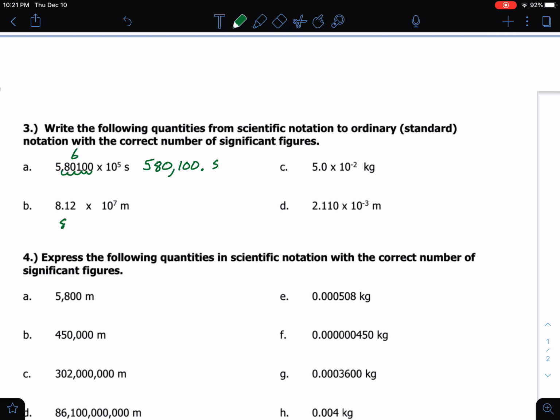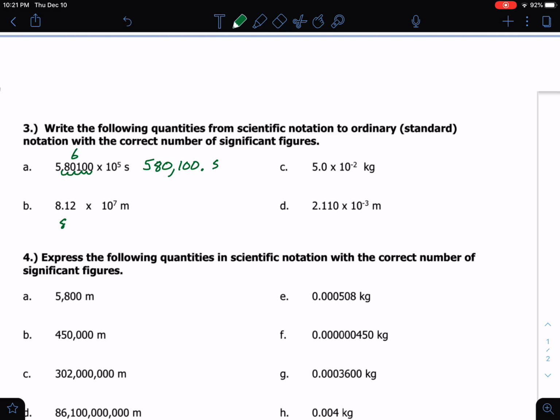Go over 1, 2, 3, 4. You're going to stop right past that first number, because it has to be a number between 1 and 10. That's going to be 5.08. That is a number between 1 and 10 times 10, and however many we went over by. We went over by 1, 2, 3, 4, and that is going to be a negative 4 since we're a small number. And we're going to leave our units in, and then we're good.